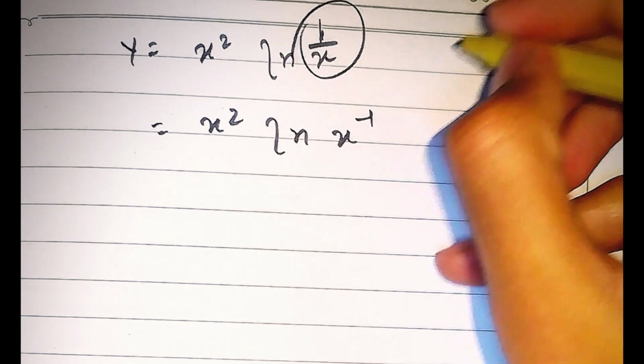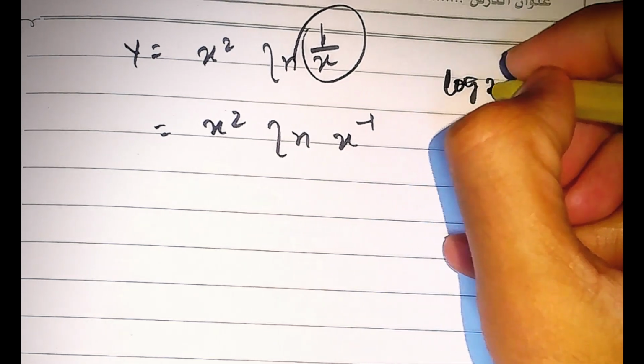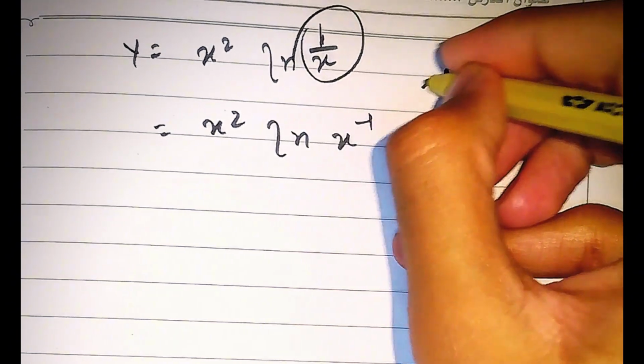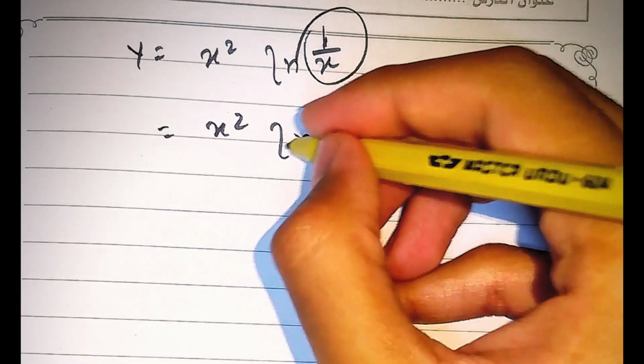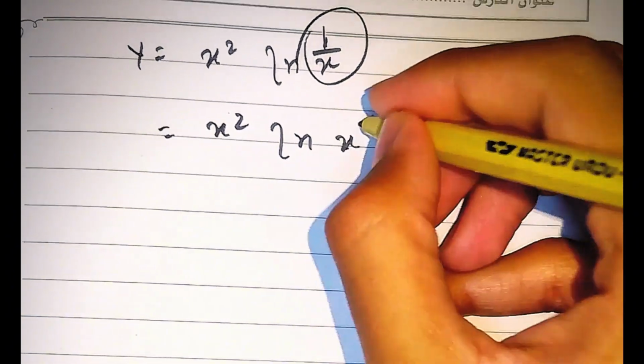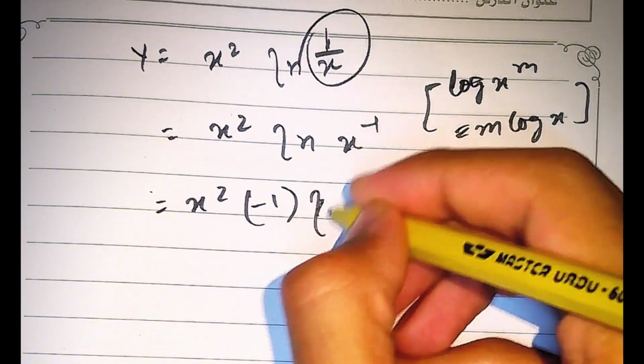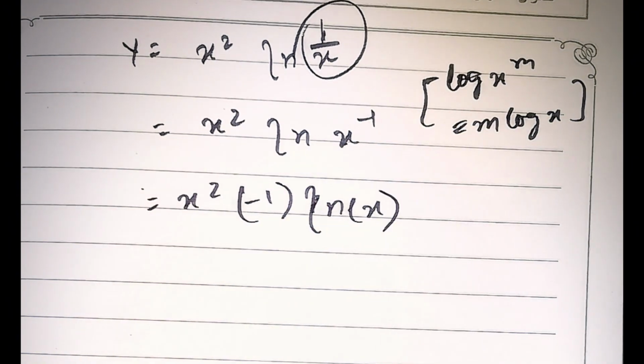I told you in the previous question that we have log of x to the m, and we can write it as m log of x. So it is basically a property of log. Over here we have the same thing. We have natural log of x, and then m is negative 1. So we can separate it: x squared times negative 1 times natural log of x. Okay, and now we can go ahead and find the derivative.